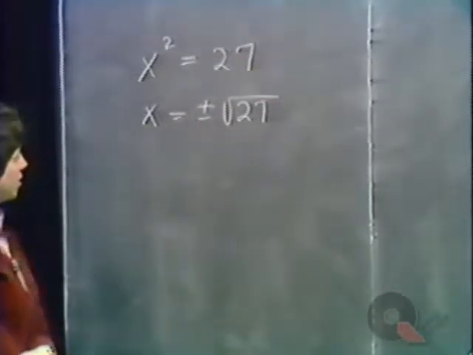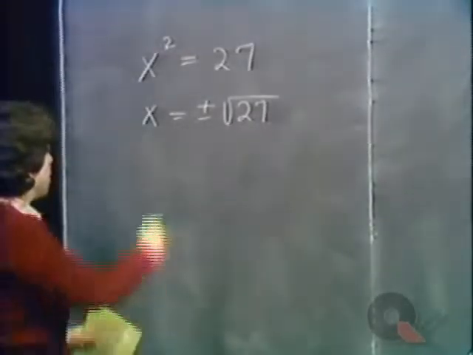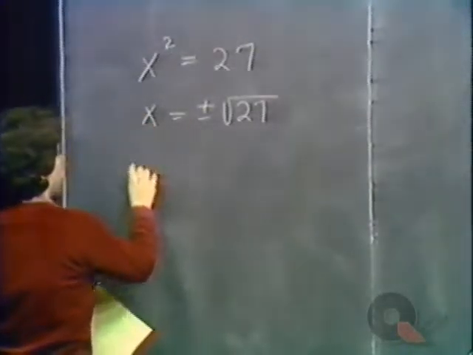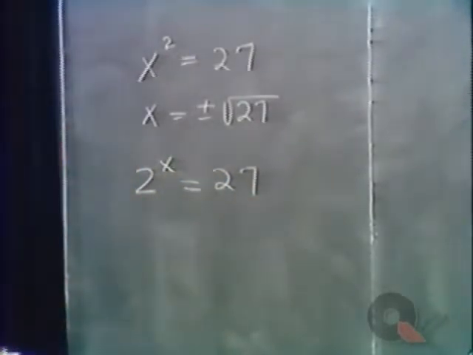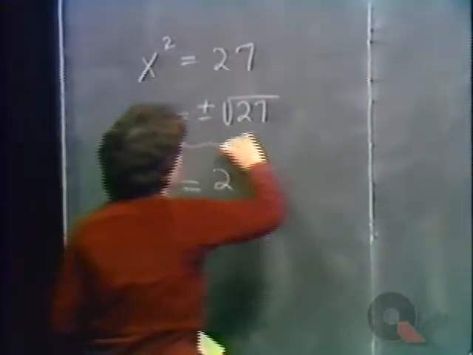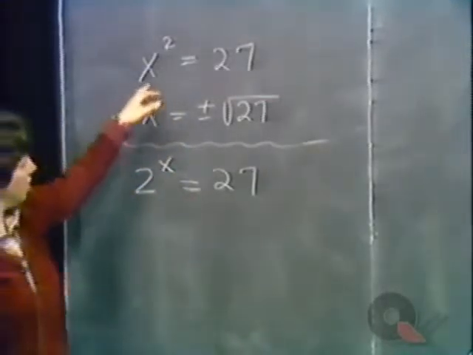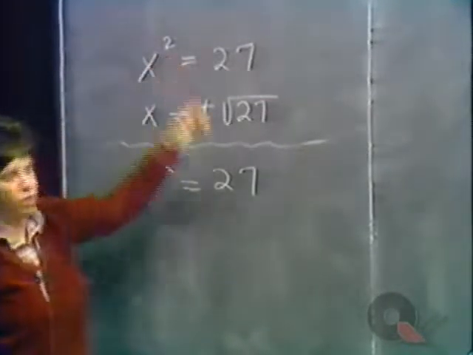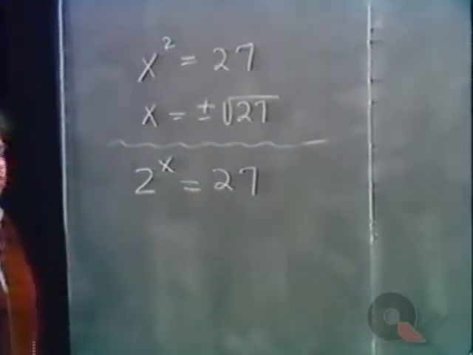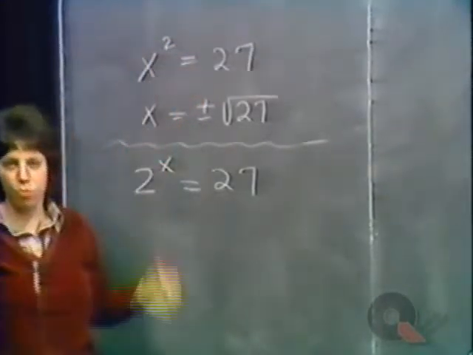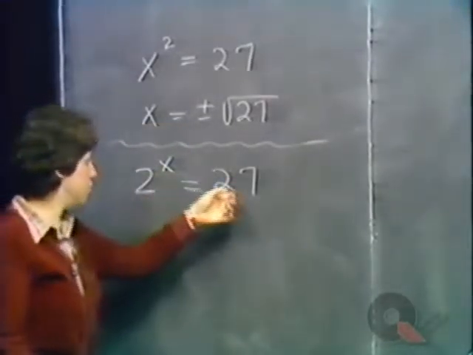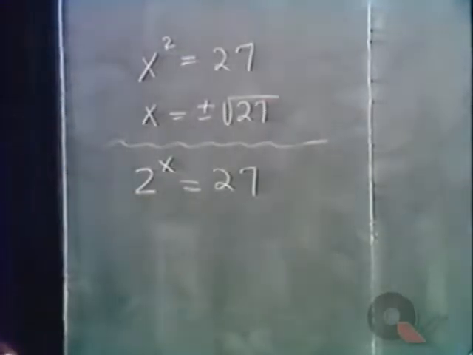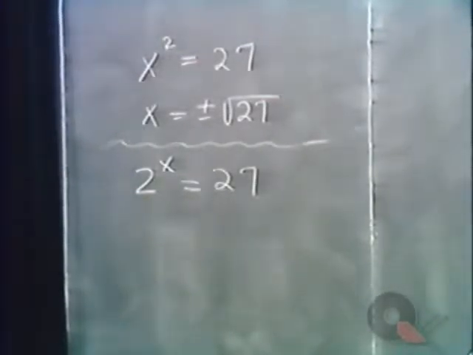Now what we have in mind in this videotape is what to do when the variable is in the power. For example, if we have 2 to the x is 27, this is a slightly different problem. What you already know how to do is when the variable is the base. We have x squared is 27, we take square roots of both sides, or if x cubed is 27, you take cube roots of both sides. Here we get x is plus or minus the square root of 27. Now, the question is what to do when we've got the variable up there in the exponent.